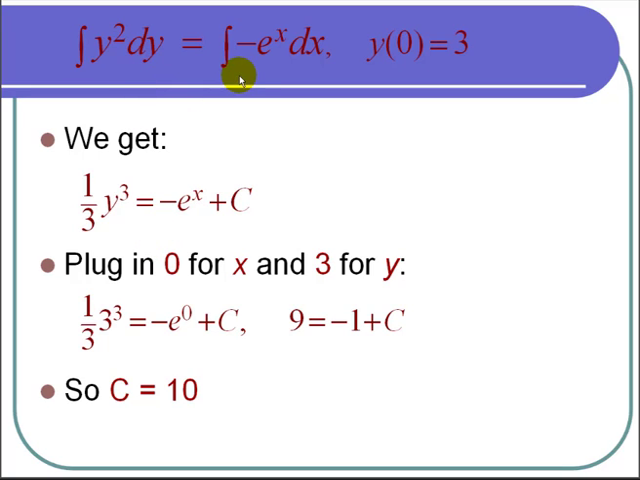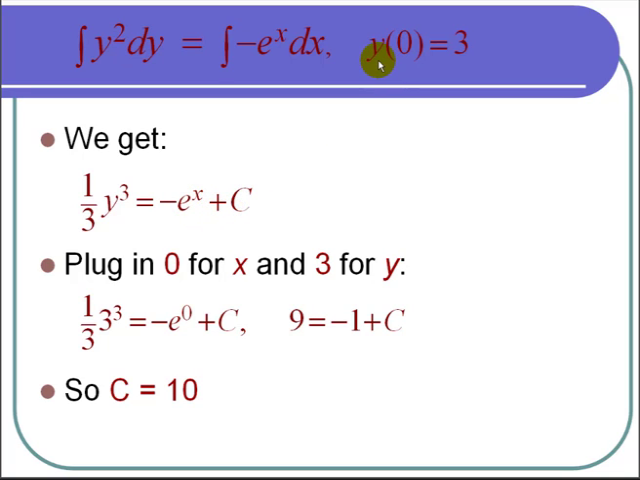So what we get when we integrate y squared dy is 1/3 y cubed. We don't need the plus c here because we're going to put the plus c on the right-hand side of the equation. So for the integral of negative e to the x, the negative comes down, and the integral of e to the x is e to the x, plus c.